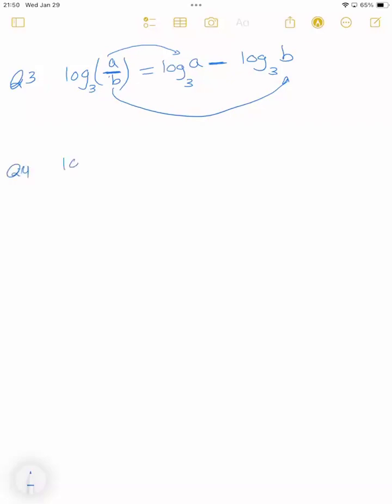Question number 4 says log of p cubed plus m divided by 1,000. So this division becomes subtraction: log of p cubed plus m. Make sure you put them inside the parentheses because you have two terms. There is no property for this right now.